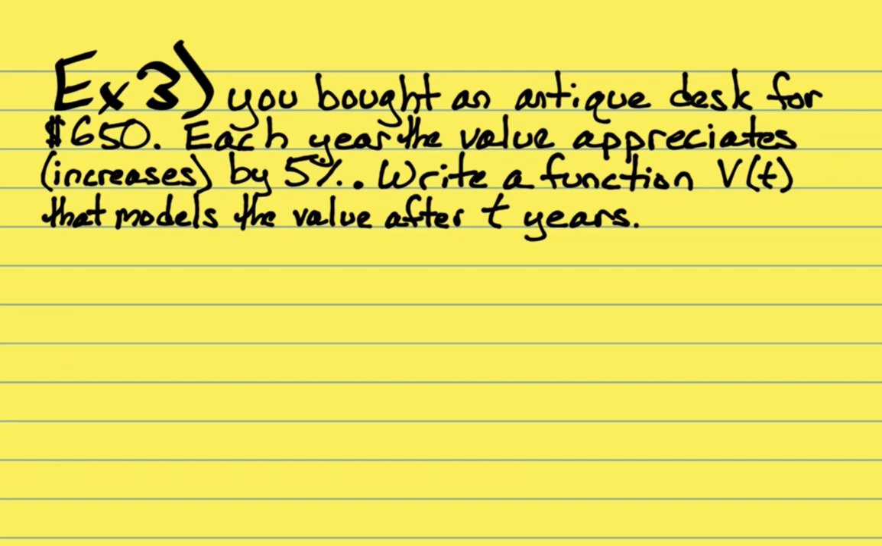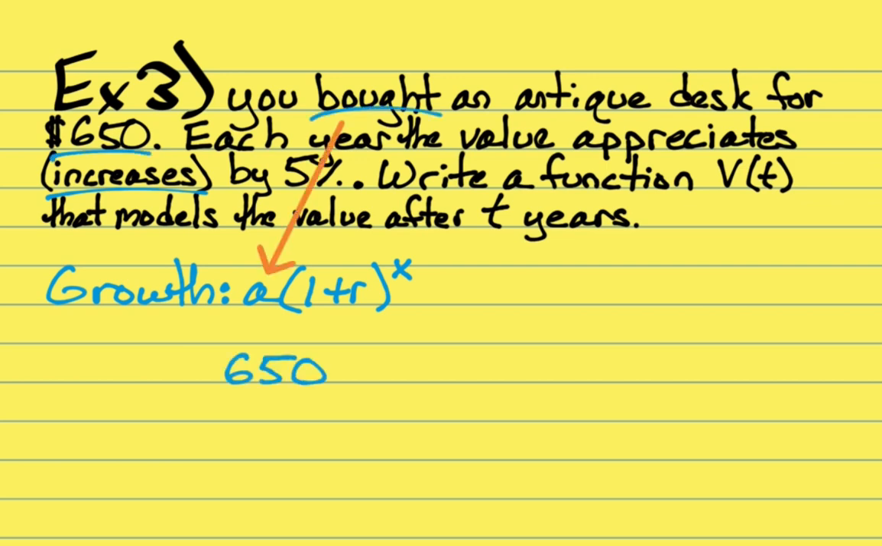Example 3. You bought an antique desk for $650. Each year, the value appreciates by 5%. Write a function V of T that models the value after T years. Let's knock this one out quickly. We know it's growth because the word appreciates means increases. The antique desk was bought for $650, so that's the initial value A. The rate of 5% means if you move the decimal 2 places to the left, you would have 0.05, which is the number you'll use in the function for the final answer.